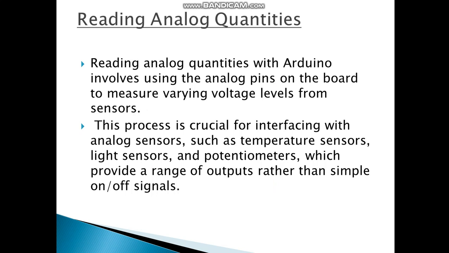Now, reading the analog quantities. Reading analog quantities with the Arduino involves using the analog pins on the board to measure the varying voltage level from the sensors. This process is crucial for interfacing with analog sensors such as temperature sensor, light sensor and potentiometer, which provide a range of output rather than a simple on-off signal.